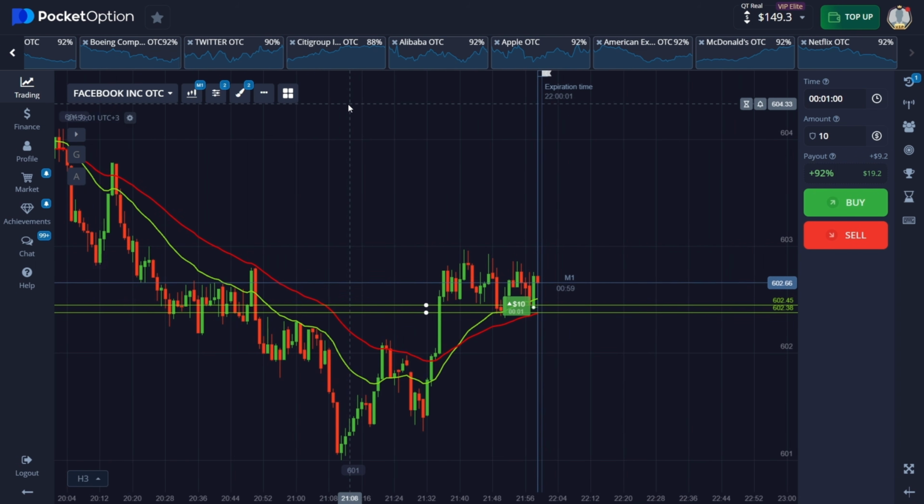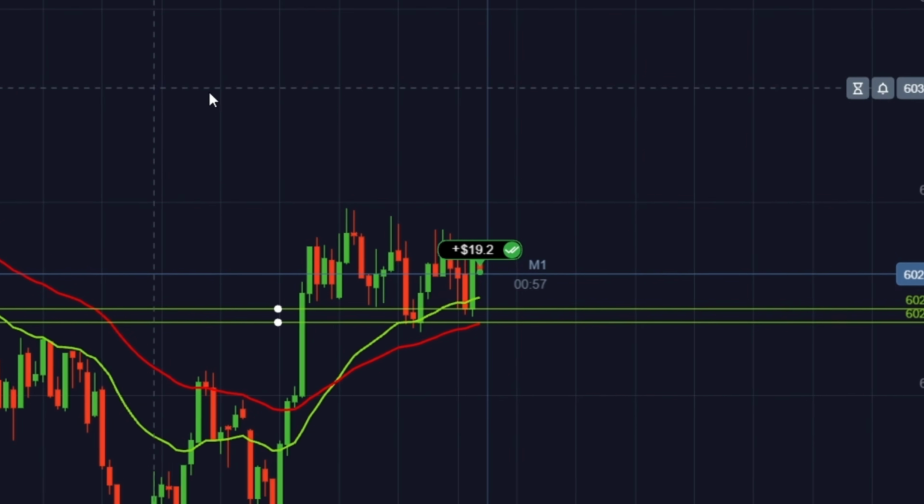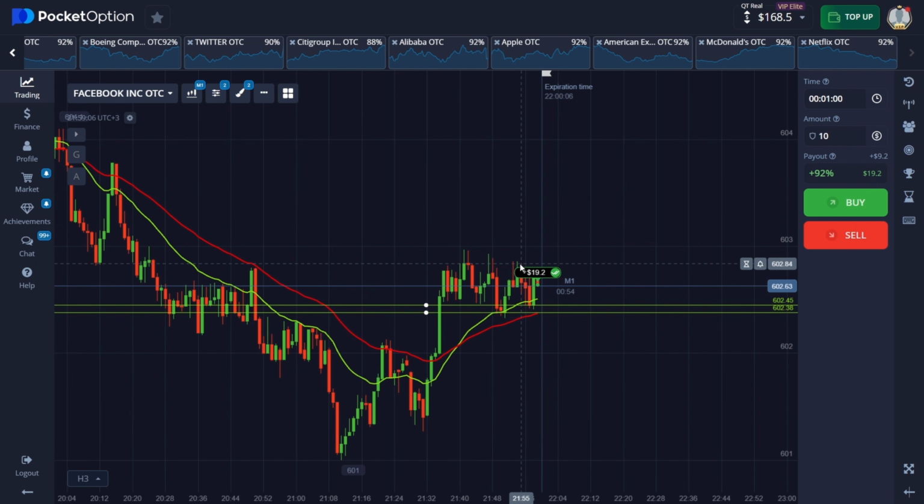There are only a few seconds left and it's a win. So we won another trade. Now let's find more trades for another $10.